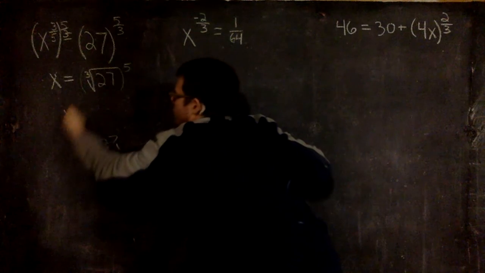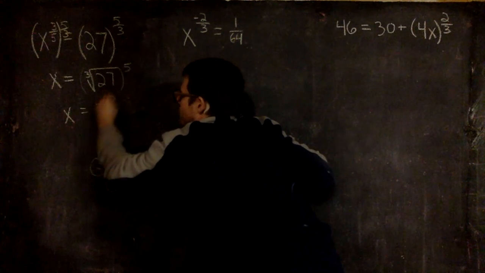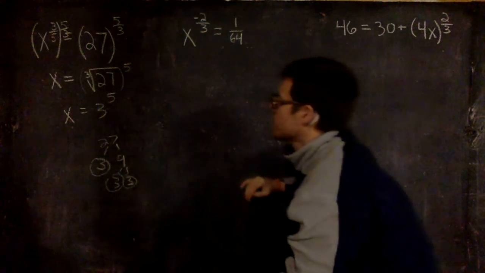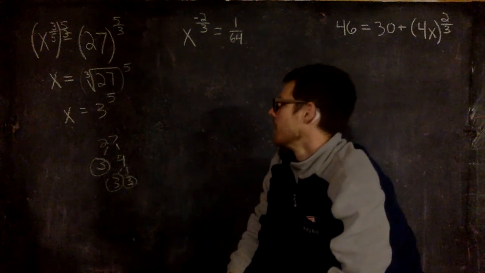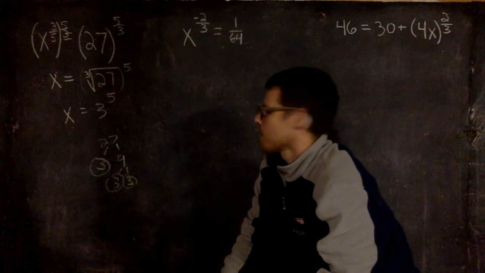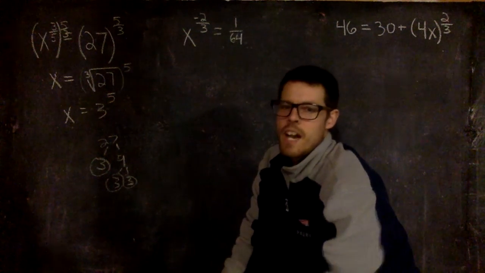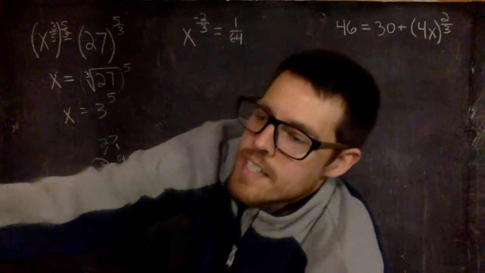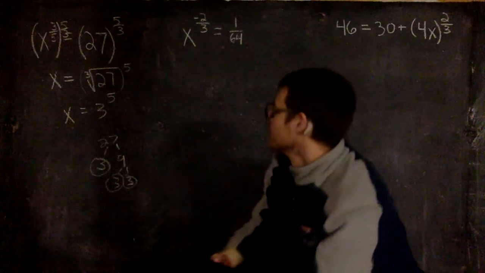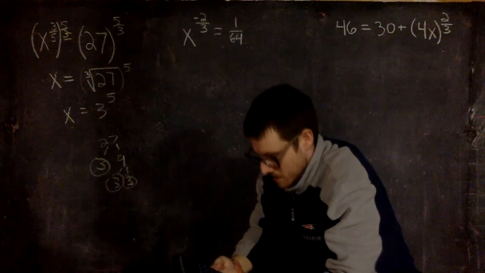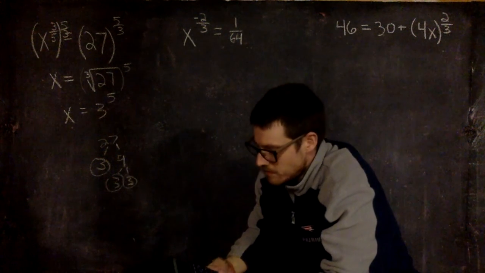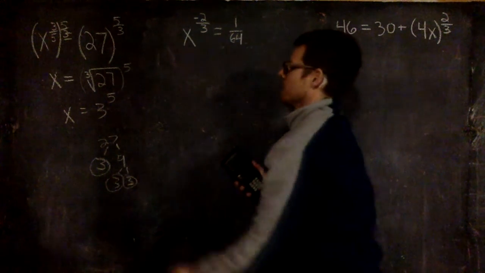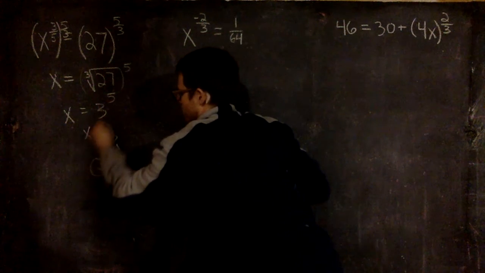So I end up with the answer 3 to the 5th power, which, if we had a calculator, would be a little easier. I'm thinking it's 243, just from memory. I could check it on my handy-dandy TI calculator. 3 to the 5th power, 243. So x equals 243.